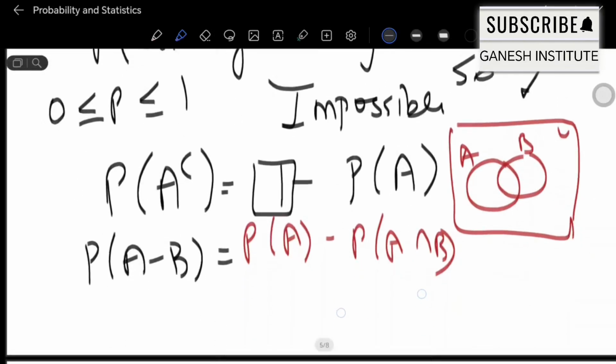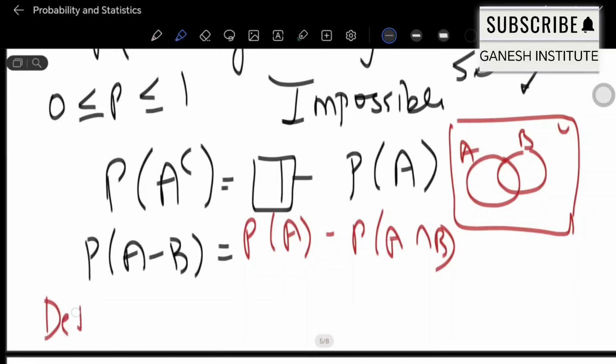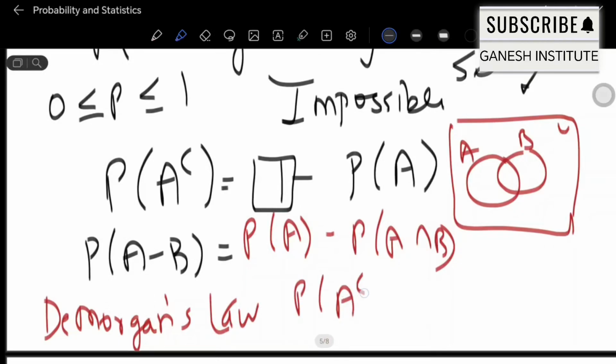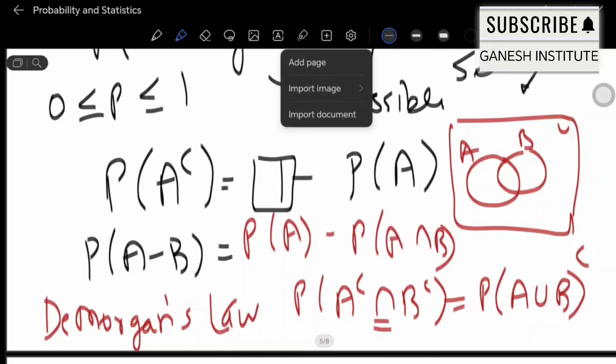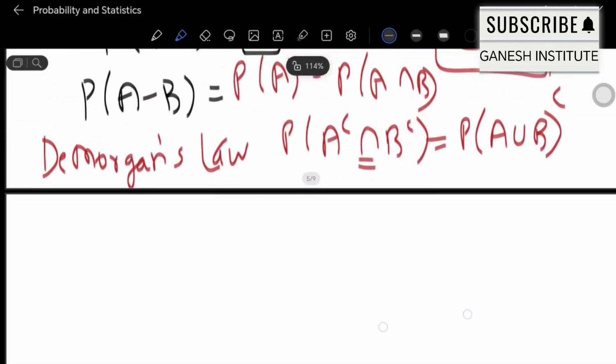Yes. And have you heard about De Morgan's law? So basically, if I have a complement, let's say, and there is an intersection sign, you can put a union sign and take the overall complement. Why is it so? See, prove it using a Venn diagram again.